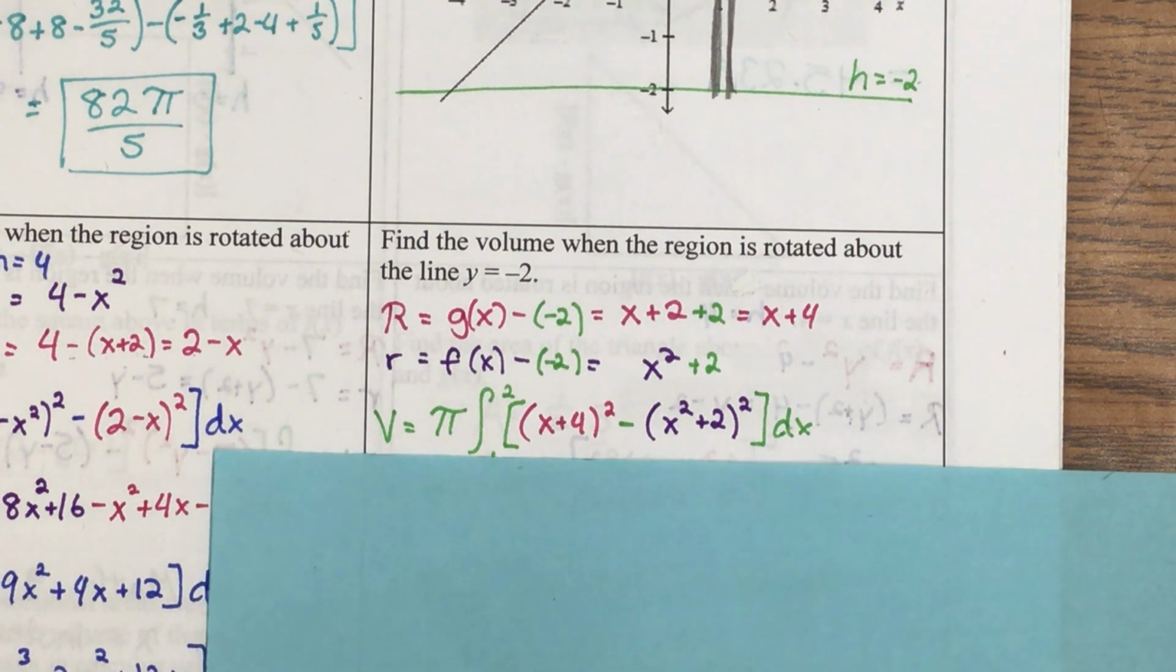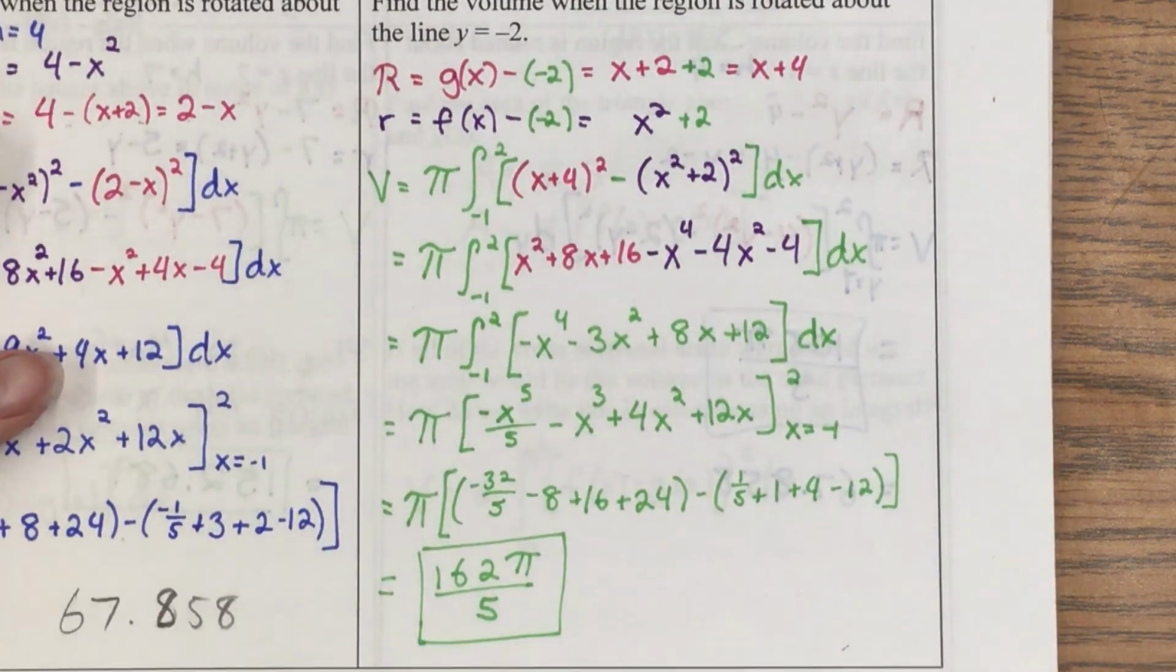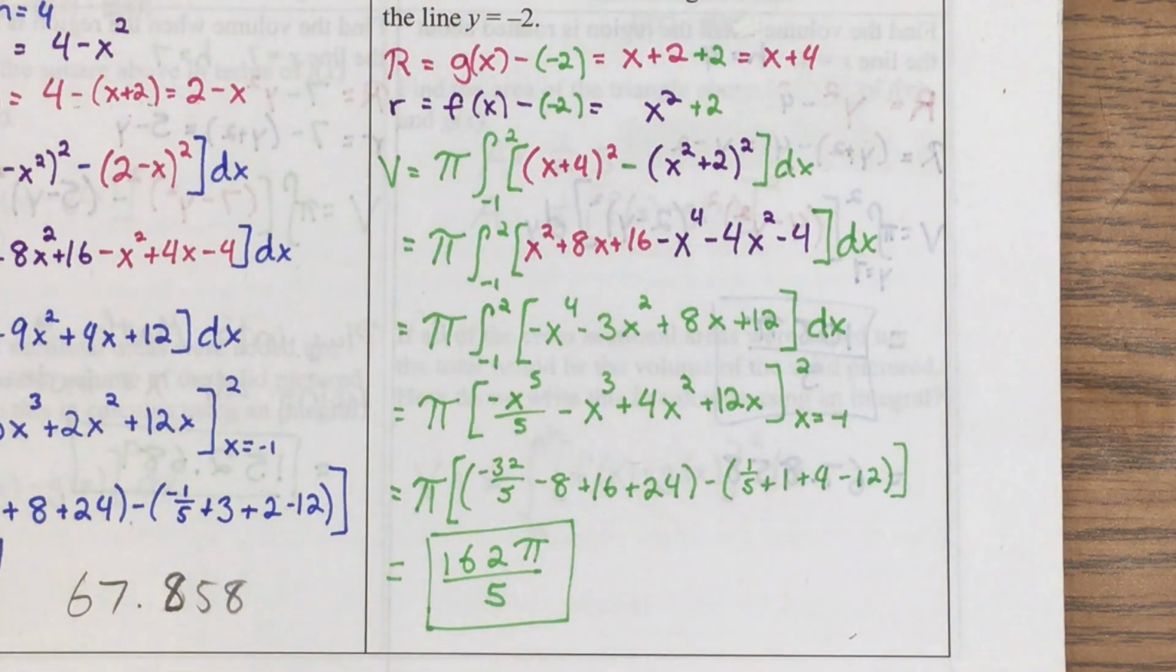See if you can set this up and work it out by yourself. I'll go ahead and let you take a look. You might pause. And our final answer is 162 pi over 5. It's worked out the exact same way as the other problems we have done so far.